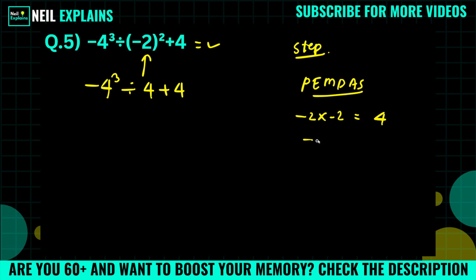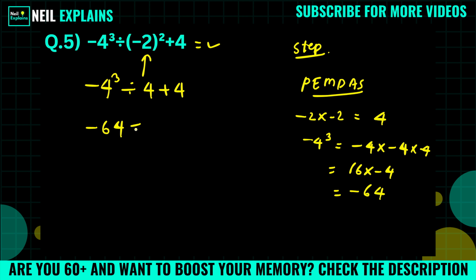Now (minus 4) cube, which will give minus 4 into minus 4 into minus 4. When we multiply minus 4 into minus 4, which gives 16, into minus 4, like minus 64. So here we will simply write minus 64 divided by 4 plus 4. Now we have to divide this.